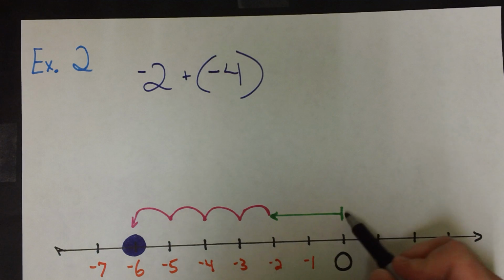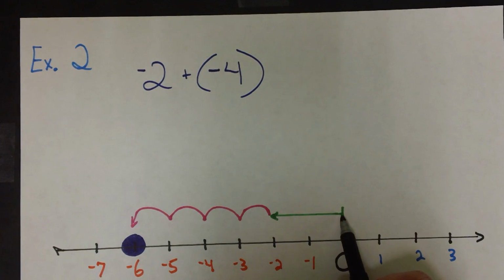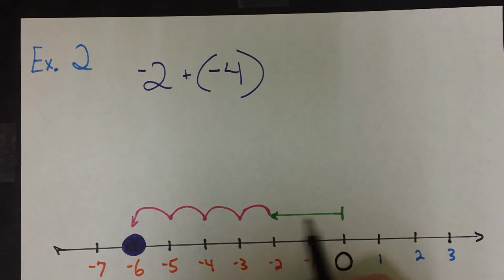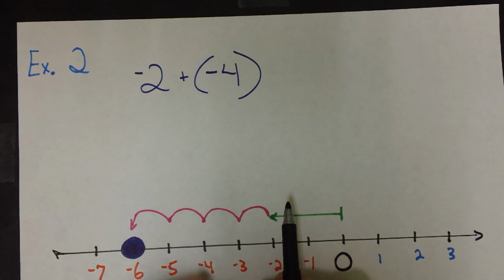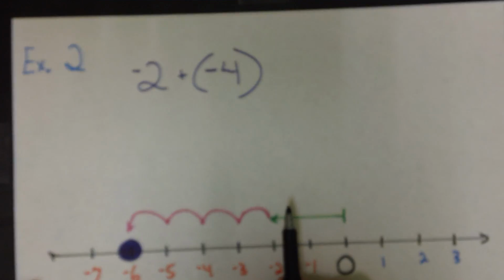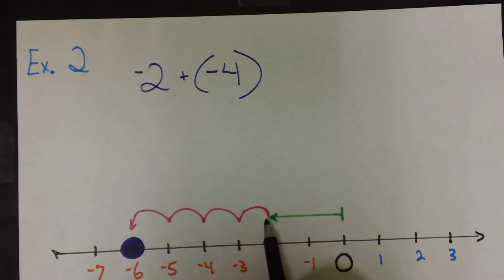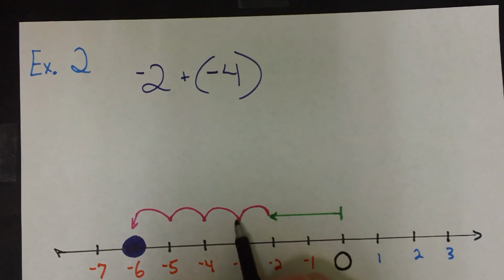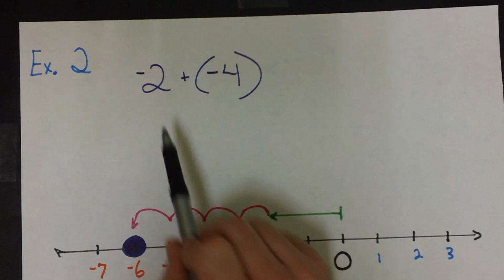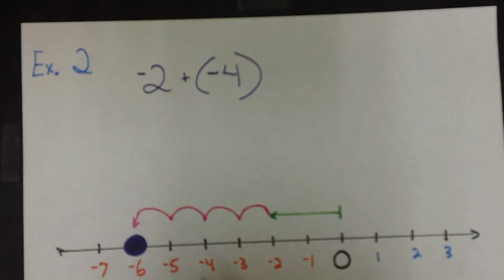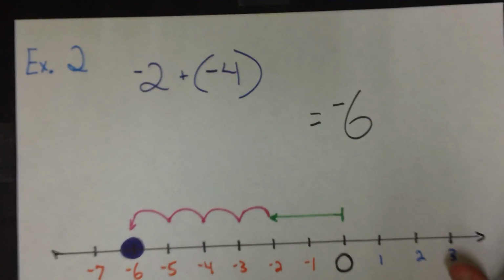Again, on the number line, we start at 0, and the first number is at -2, so we go to the left 2 units to -2. Then we're going to add to that a -4. So -4s, again, always tell us to go to the left, so we're going to count to the left 4 units. 1, 2, 3, 4. And we end up at -6. So -2 plus -4 equals -6.